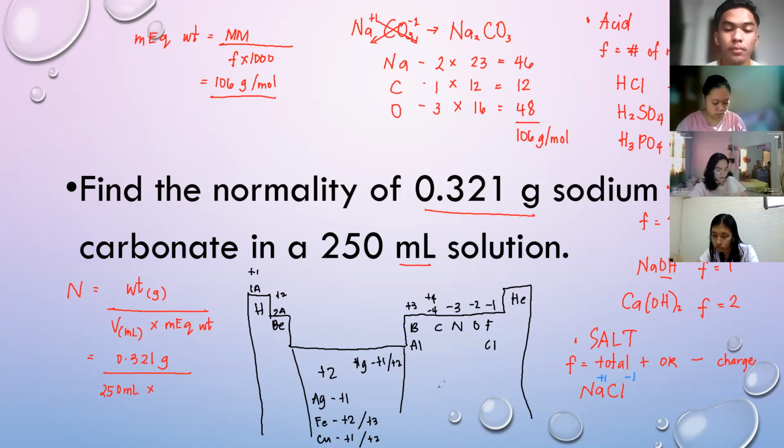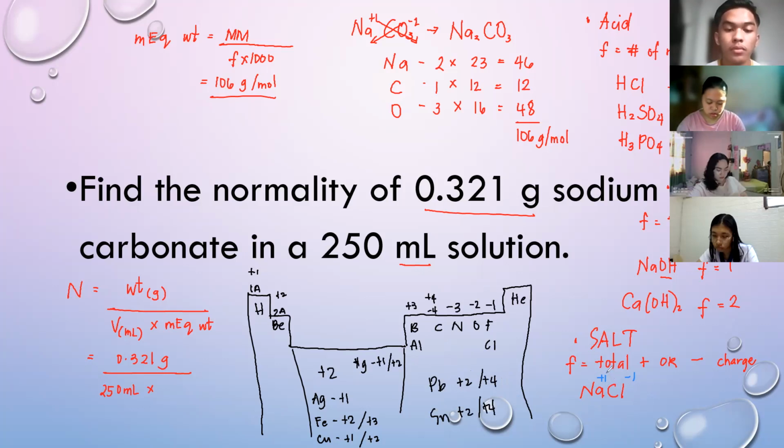And meron tayong exceptions here, hindi sila transition metals. Yung lead, nandito yan siya. Si lead can be positive 2 or positive 4. And so does tin. Positive 2 and positive 4 din yan siya. And yung mga exceptions to our rule. So please review on that kasi we need that in the computation of normality.